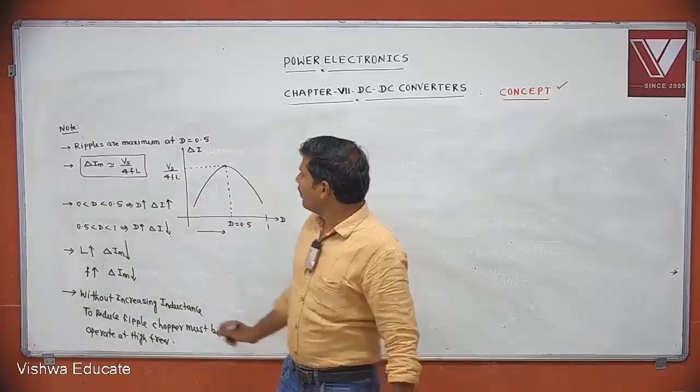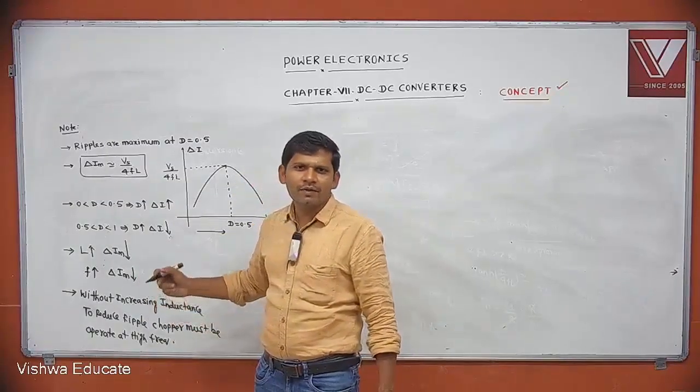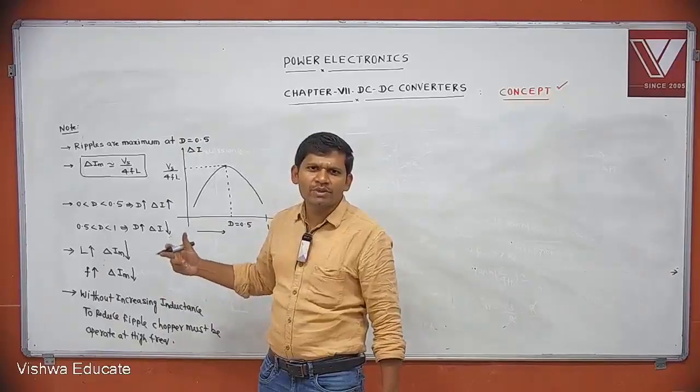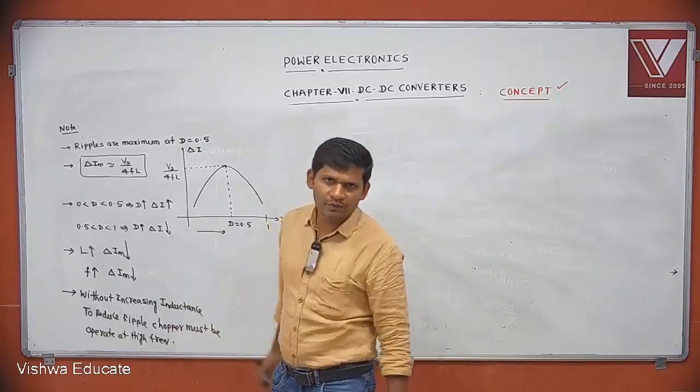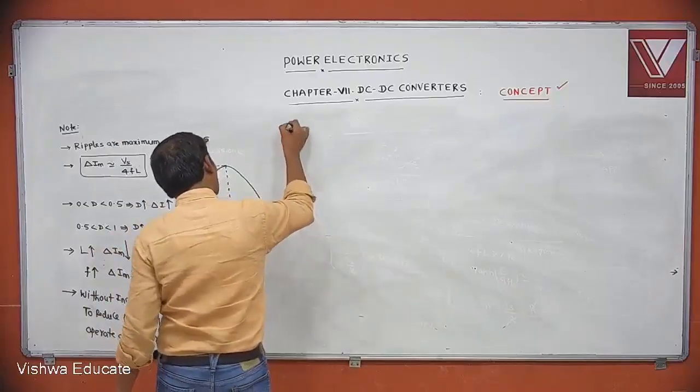That's why if you want to reduce the ripples without increasing the inductance, the other way is we must operate the chopper at a high frequency. Okay, that is another observation. See, one more observation here.